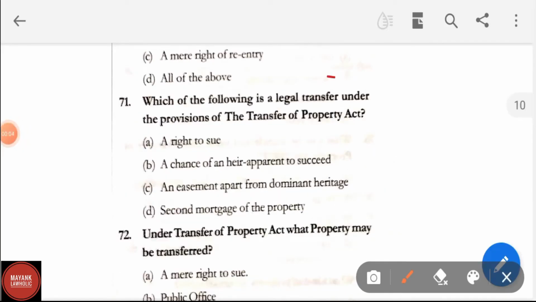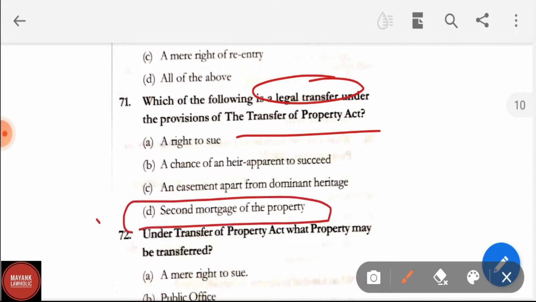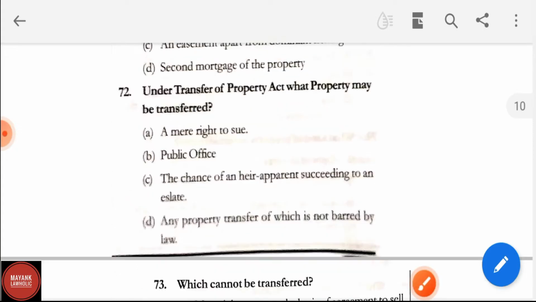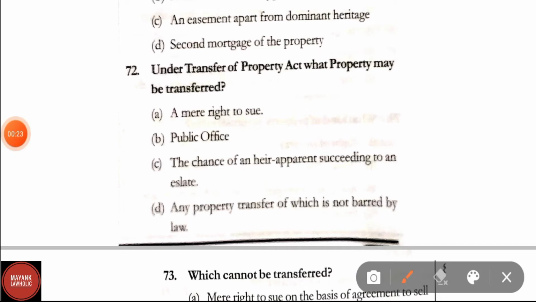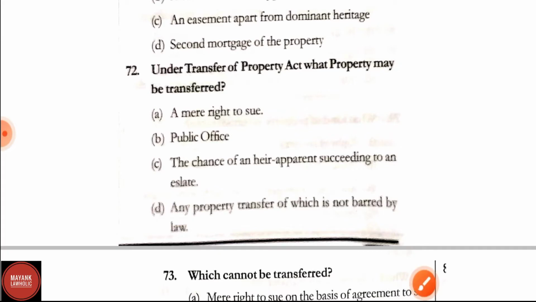Question number 71. Which of the following is a legal transfer under the provisions of TPA? A right to sue, a chance of an heir apparent to succeed, an easement apart from the dominant heritage, second mortgage of the property. Here the correct answer is option D, that is second mortgage of the property. Question number 72. Under the Transfer Property Act, what property may be transferred? A mere right to sue, public office, the chance of an heir apparent succeeding to an estate, any property which is not barred by the law. Option D is the correct answer.